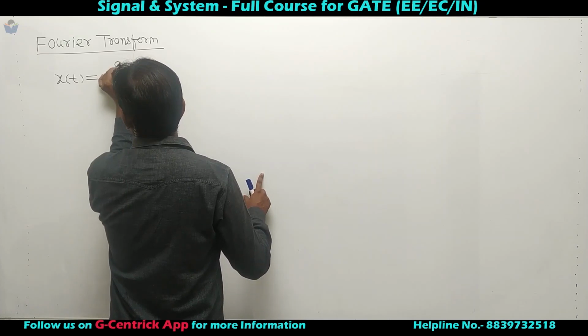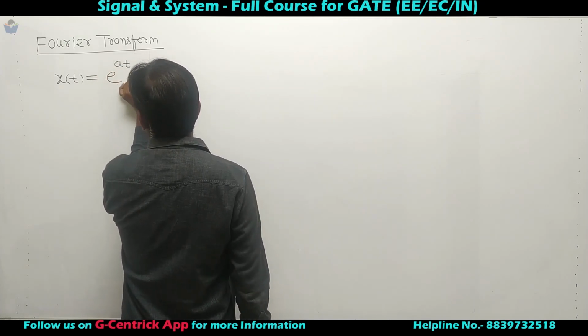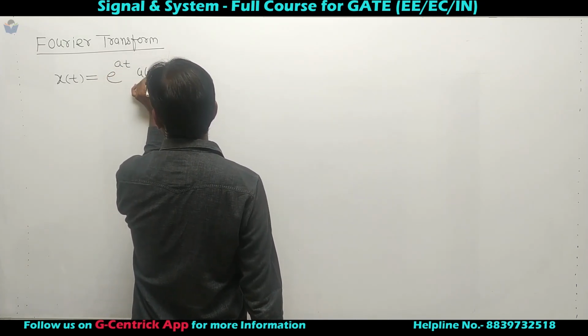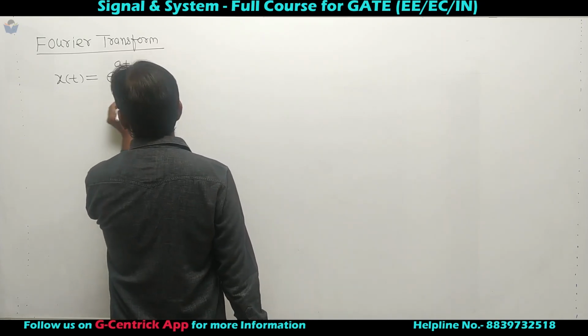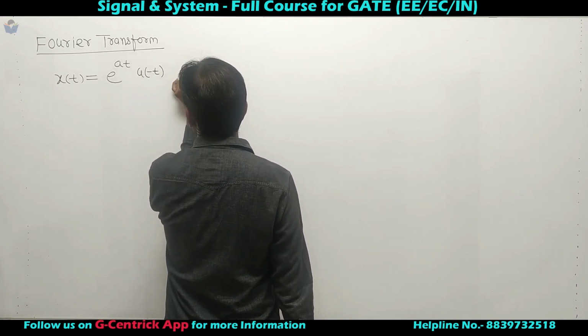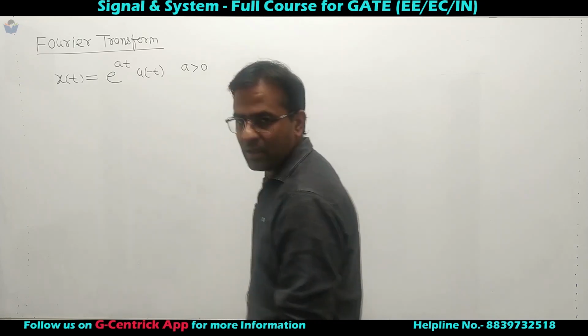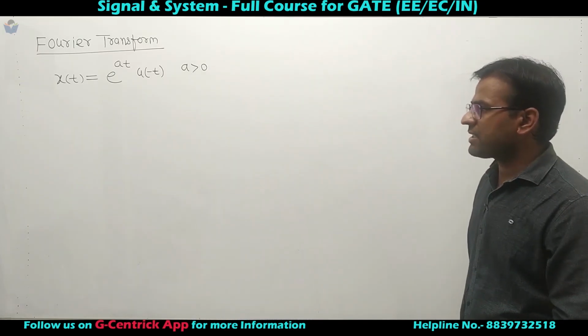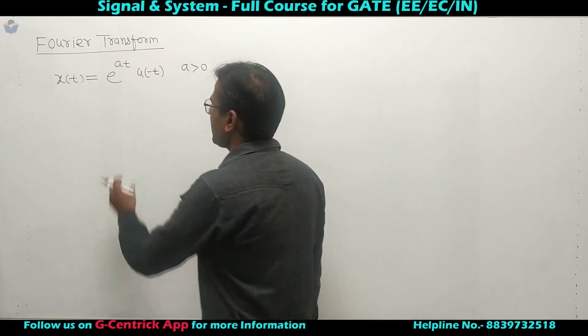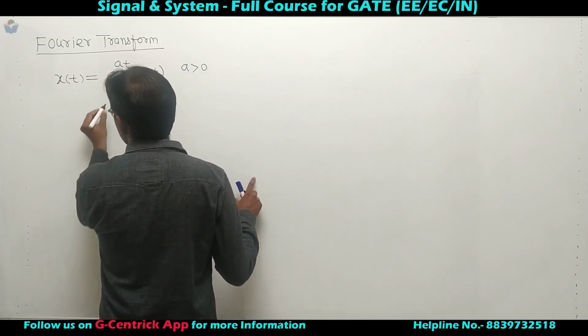Let's say x of t is equivalent to e to the power at into u of minus t, when a is greater than 0. How can we draw this function? If a is greater than 0, the integration of this function is finite because this function looks like this.